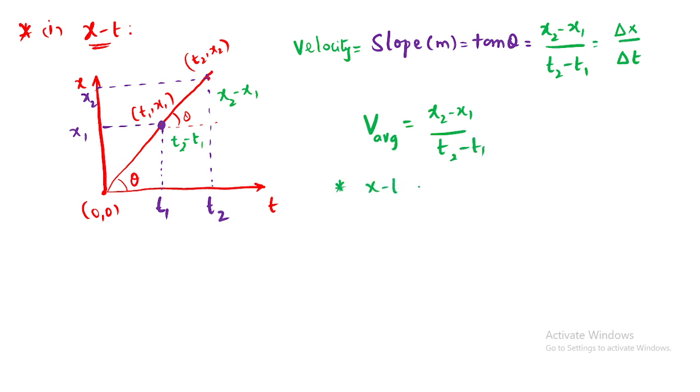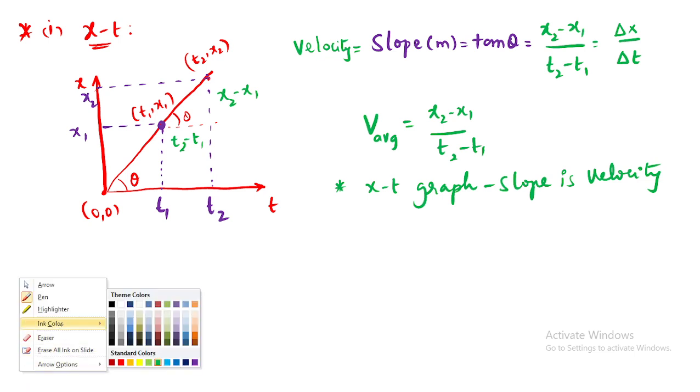X and t graph slope is velocity. Is it clear? Am I correct? Then what about area? Note down that one.